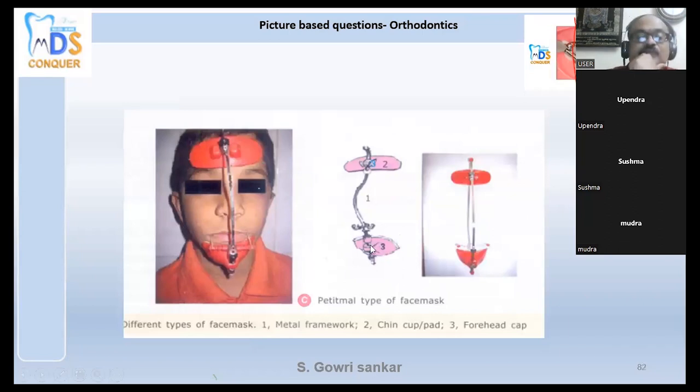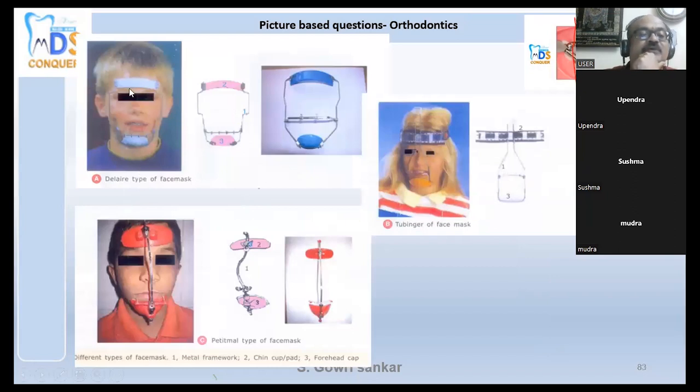So it is the Petit face mask. We have other types: the Delaire type of face mask, and another is the Turley, or bottle-shaped framework. You can see the bottle-shaped framework here. It is called the Tuebinger. The other is Delaire's face mask, which has a wide metallic frame. So these are the three types: Petit, Delaire, and the Tuebinger face mask. The elastics are 20 degrees below the occlusal plane.